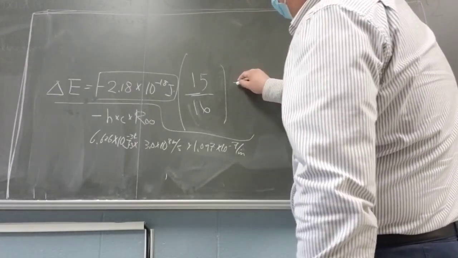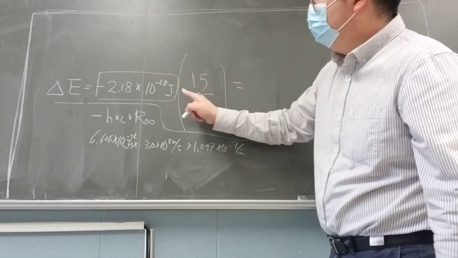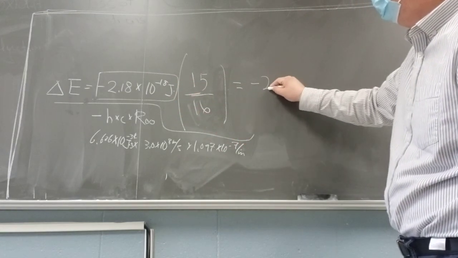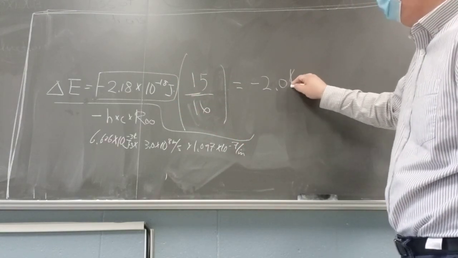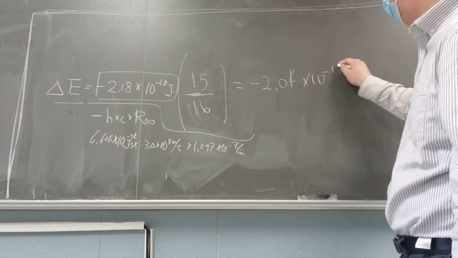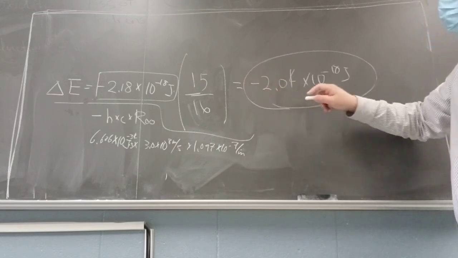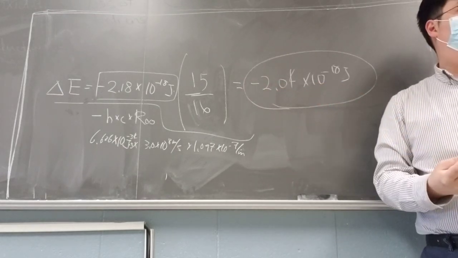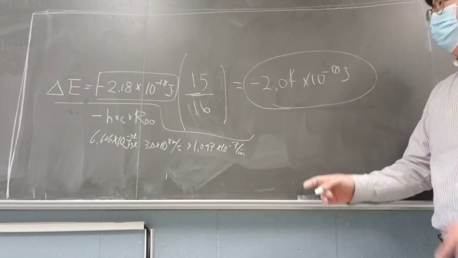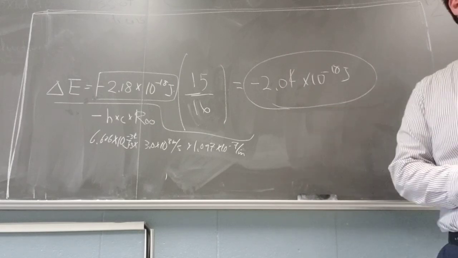And then, if you multiply these two together, it's going to be what? Negative 2.04 times 10 to the negative 18. So this is the energy you can have in the light generated from the one electron coming from energy level 4 down to 1. Okay?